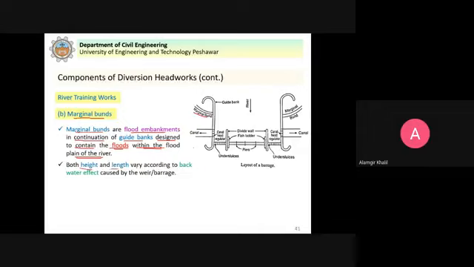Both height and length vary according to the backwater effect that we just discussed, because construction of a barrage or weir will raise the water level. So both height and length vary according to the backwater effect caused by the barrage or weir.